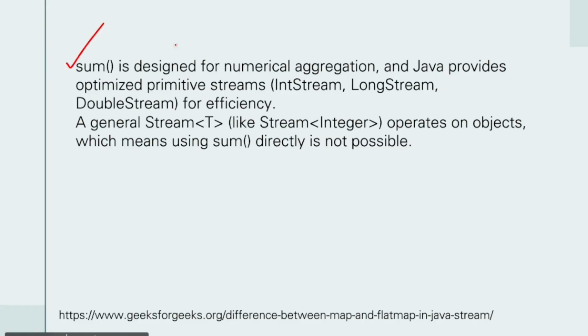Okay, so sum is designed for numerical aggregation, and Java provides optimal primitive streams like IntStream, LongStream, DoubleStream for efficiency. A general Stream of T, like Stream of Integer, where T means class, operates on objects, which means using sum directly is not possible. So we cannot use our sum function directly on a Stream of Integer or a Stream of Strings. Basically sum is only designed for primitive type streams. Okay, I think it is clear to you.